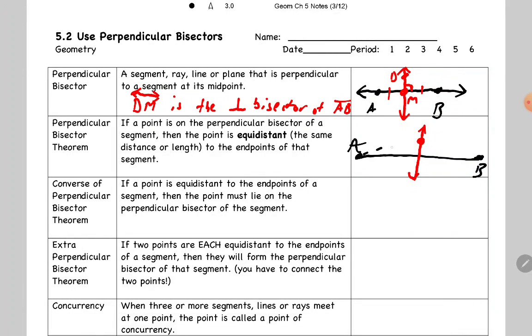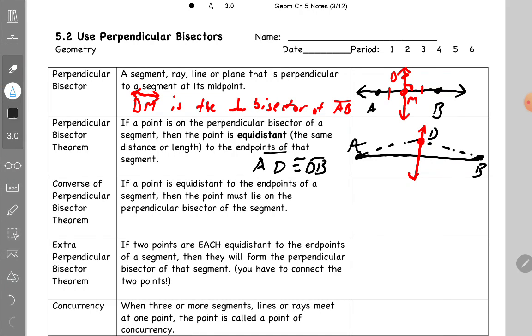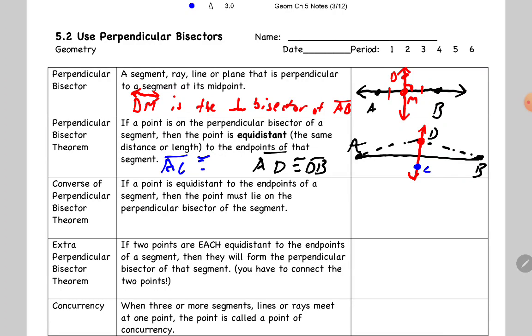So if you wanted to measure the distance between here, let's call this D, and here, it should be the same. So AD is congruent to DB. Okay. If I put another point, it should be still the same thing. Let's call this C. AC should be the same as CB, as long as it's in the perpendicular bisector.